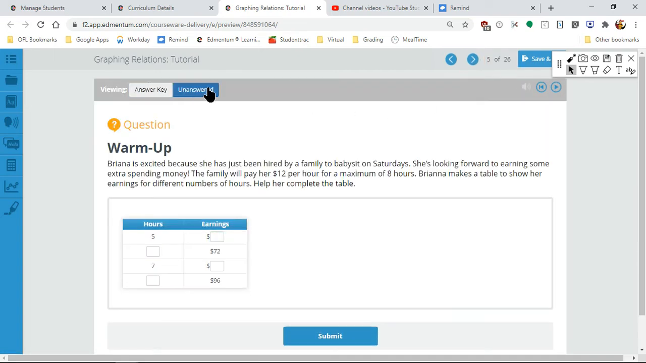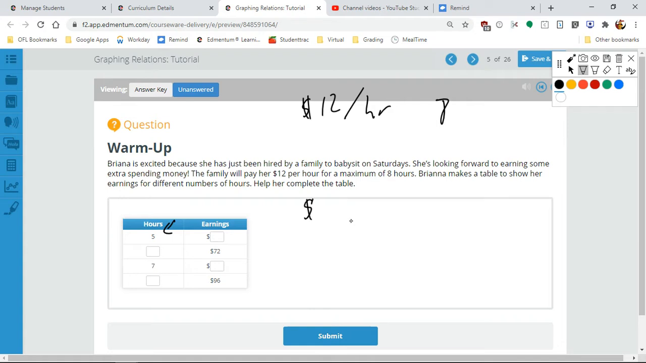So if I look here, Brianna's excited, so let's see what she's excited about. She was hired to babysit on Saturdays, so she's earning extra money. Her family pays her $12 an hour for a maximum of 8 hours. Brianna makes a table to show her work. If she works 5 hours, how much does she make?